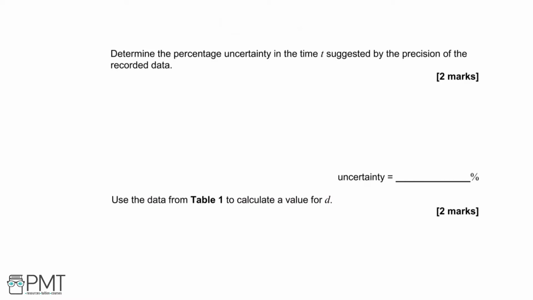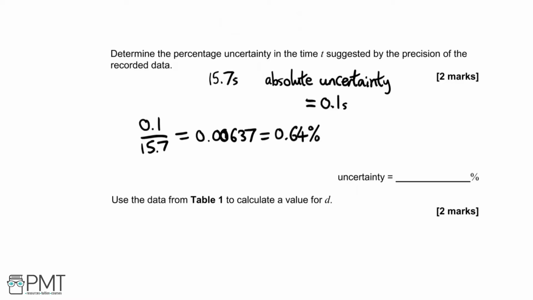Determine the percentage uncertainty in the time t suggested by the precision of the recorded data. Now, we were given a time of 15.7 seconds, which means that the timer is correct to the nearest 0.1 seconds. So the uncertainty in this value is going to be 0.1 seconds. Now we need to divide this value by the overall value itself to get the percentage uncertainty. So we have 0.64% uncertainty.